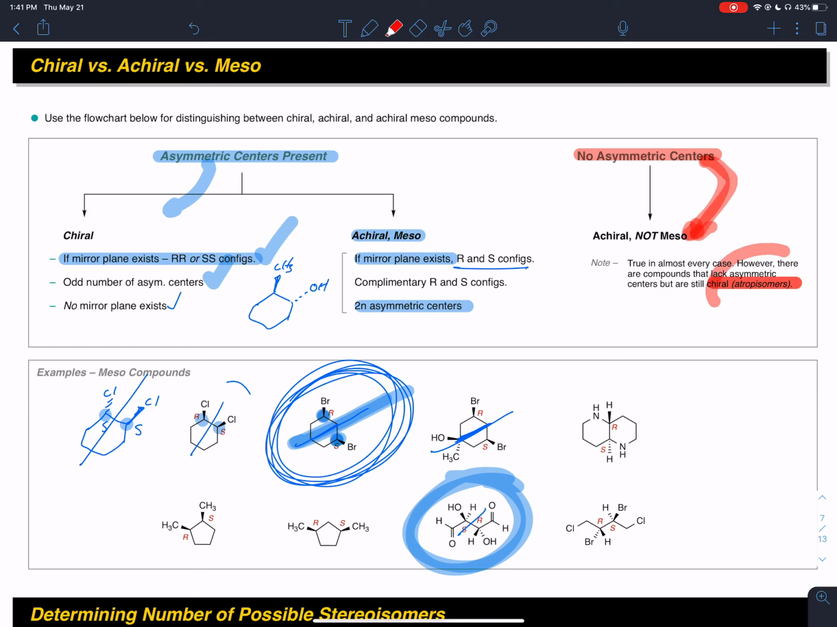With the exception of those exceptions, if a molecule is lacking asymmetric centers, I want you to think it is going to be achiral, not meso. Now, achiral not meso is different from achiral meso because achiral meso compounds possess asymmetric centers. A molecule that is achiral not meso would not possess asymmetric centers. In the next video, we are going to be going over examples of problem solving, and I'm going to illustrate these rules for you in different visual contexts.